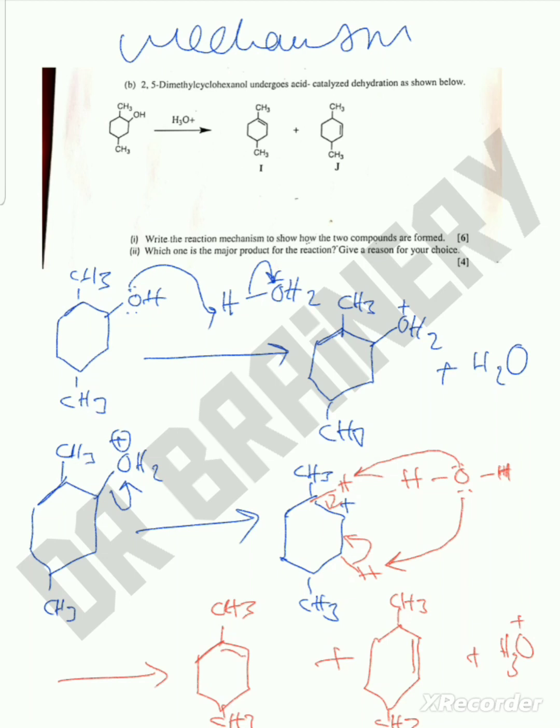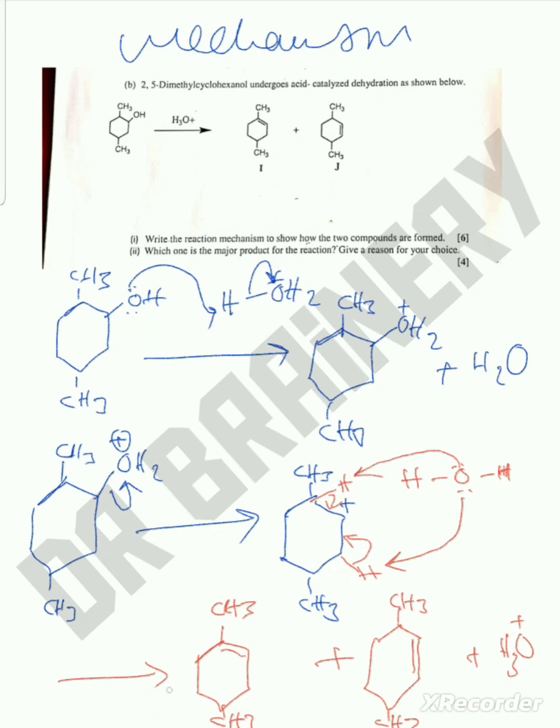Let me try to answer the next question. They're saying, which one is the major product for the reaction? Give a reason for your answer. Looking at the base that I've been given, which is hydronium, it is less bulky. When it's less bulky, it will favor attacking the less exposed hydrogen, the one which I attacked at first. That's the one which will be called the major product.